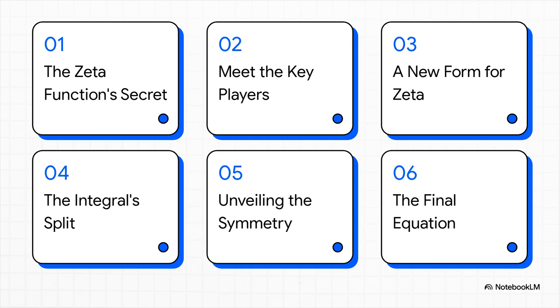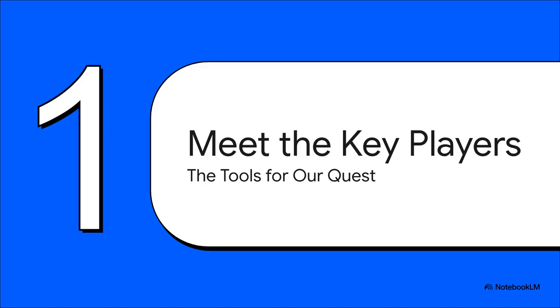Here's our game plan. First, we're going to meet the key mathematical players we need for our proof. Then, we'll reshape zeta into a totally new form. After that, we'll do something really clever with an integral, unveil the hidden symmetry, and finally, piece it all together into the final equation. Right. You can't crack a code this tough with just the basics. We need to bring in the heavy hitters.